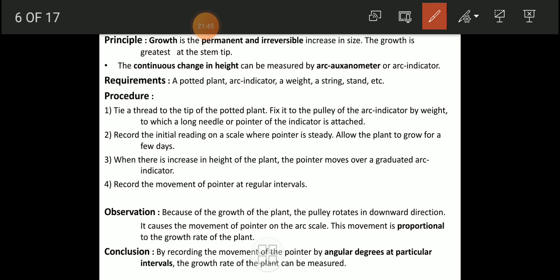Conclusion: by recording the movement of the pointer by angular degrees at particular intervals, the growth rate of the plant can be measured. So this is the methodology.